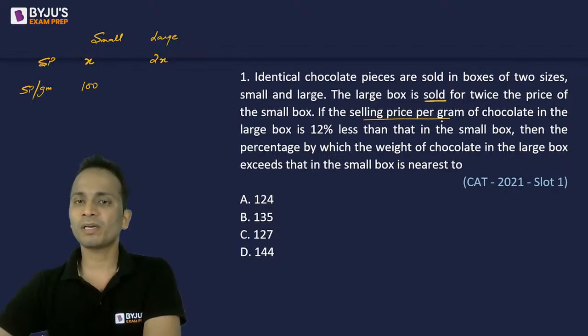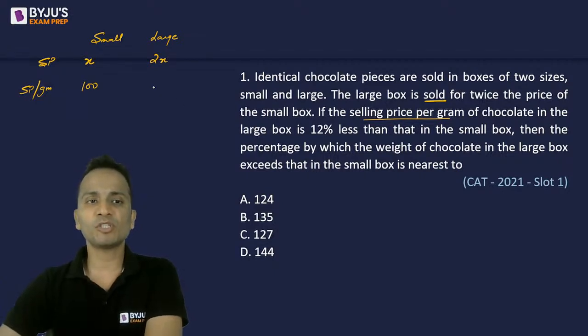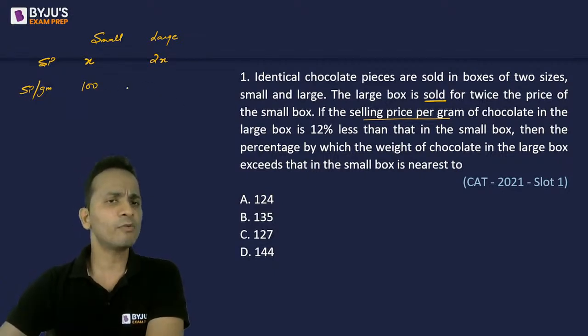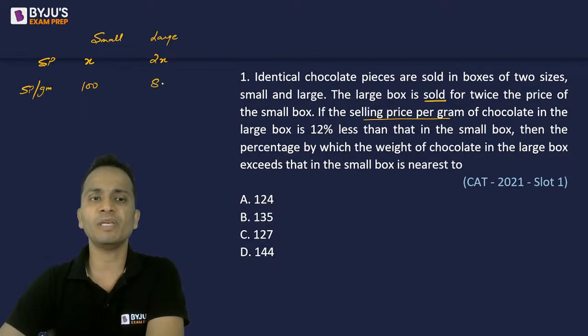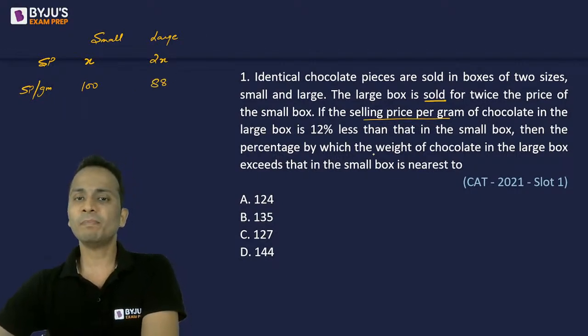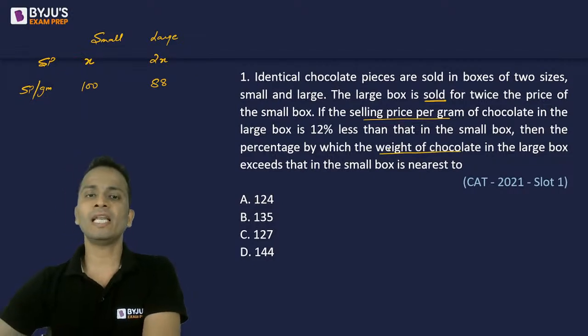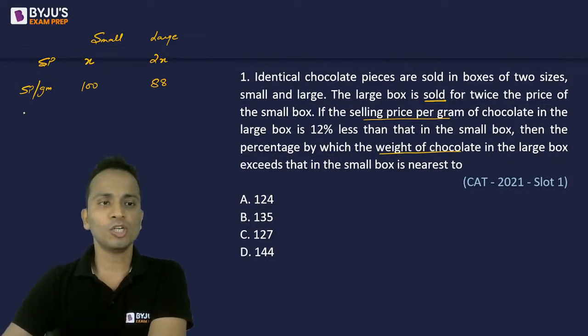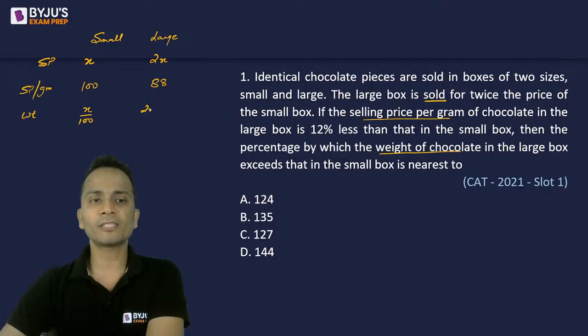So the selling price per gram of chocolate in the large box is 12% less. So 100 when reduced by 12% will give me 88. Then, the percentage by which the weight of chocolate in the large box exceeds that in the small box. The weight of the small box will be the total selling price divided by the selling price per gram, that is X upon 100. And in the second case, it will be 2X divided by 88, or it can be written as X divided by 44.